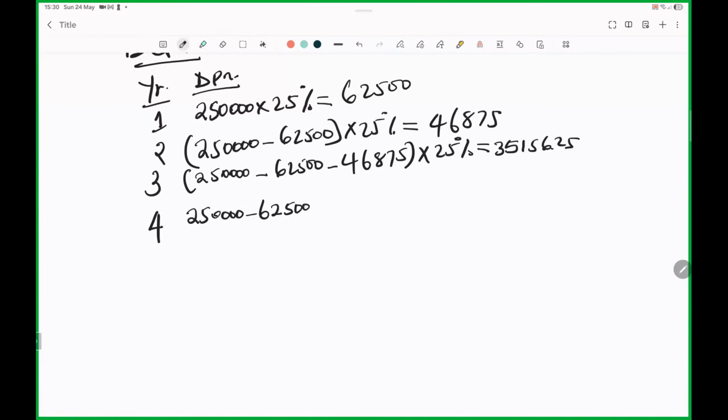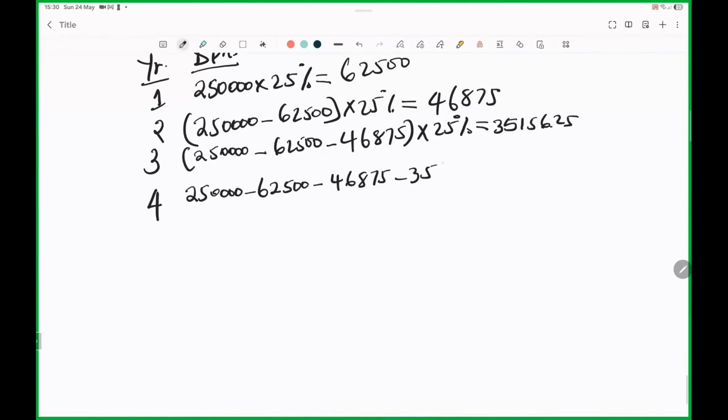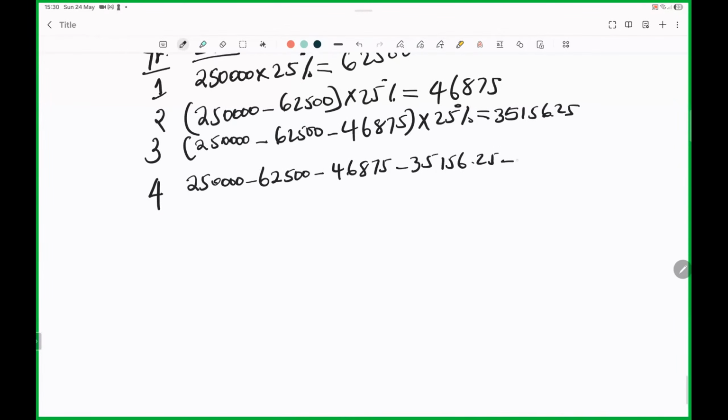Minus what you lost in year 1, minus what you lost in year 2, minus what you've lost in year 3, 156.25. And then lastly, because you're not applying the percentage, we subtract the scrap value. Remember, in the last year we don't apply percentage. If I ever get you applying a percentage in the last year, you'll allow me to punish you. The last year, we get a balancing figure.